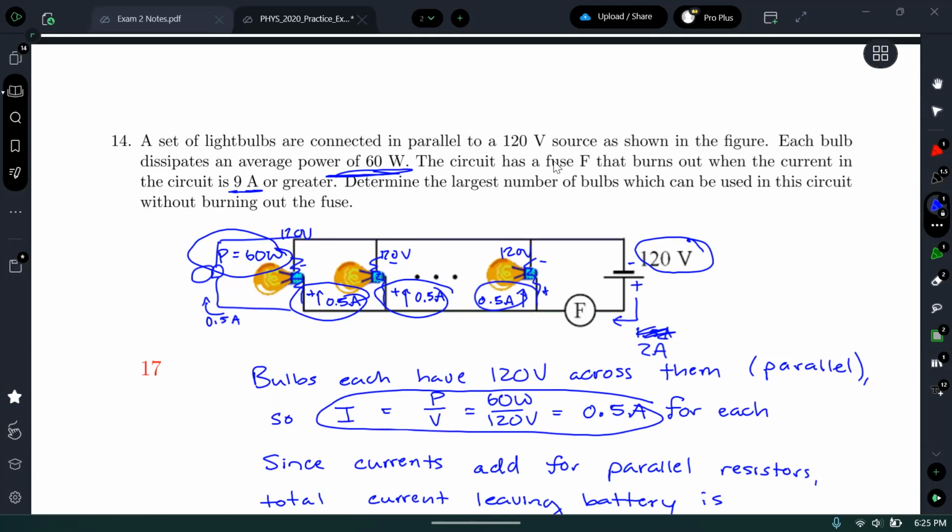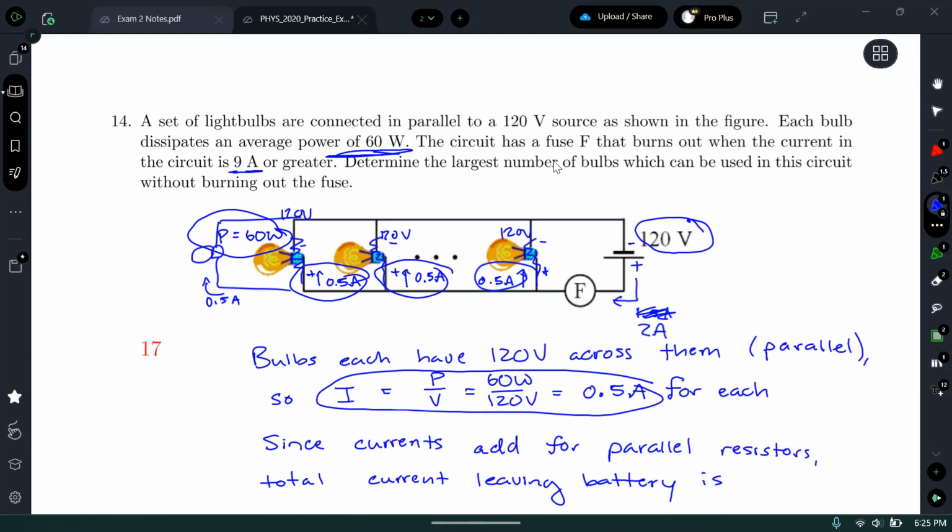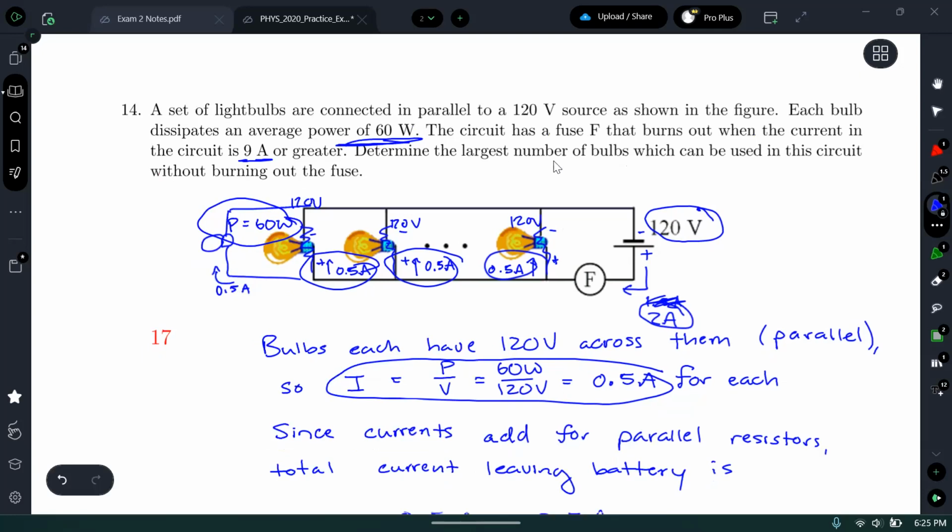Does that make sense? Yes, that makes more sense. Okay, so we were on that train of saying, if I had four bulbs, I've got 2 amps leaving. My limit is 9 amps. So how many light bulbs is it going to take for 9 amps of current to leave the battery? You said the limit is 9 amps. Yeah, so this fuse trips when 9 amps flow.